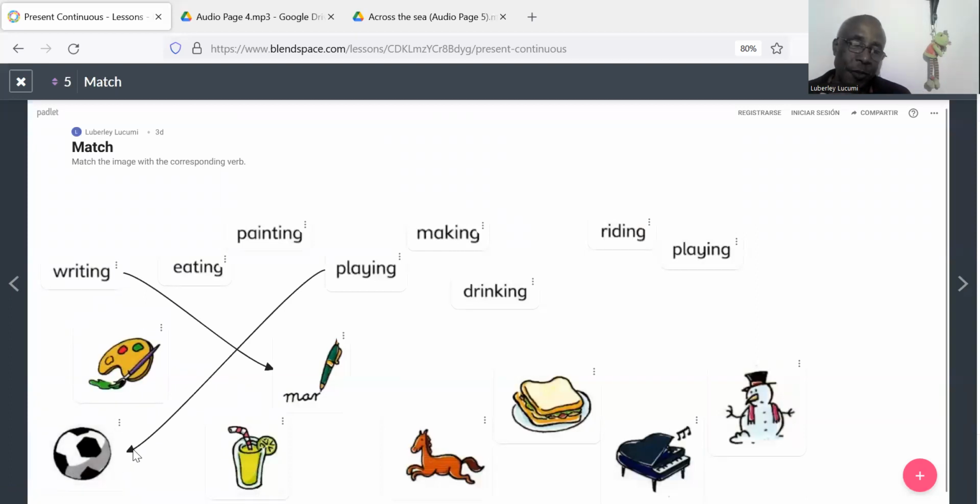Okay. Playing soccer and riding too, you know. I need to use the ball for playing football, for example, playing soccer. And I need to use a pen to write a letter. Okay. Now, please try to help me with this part.